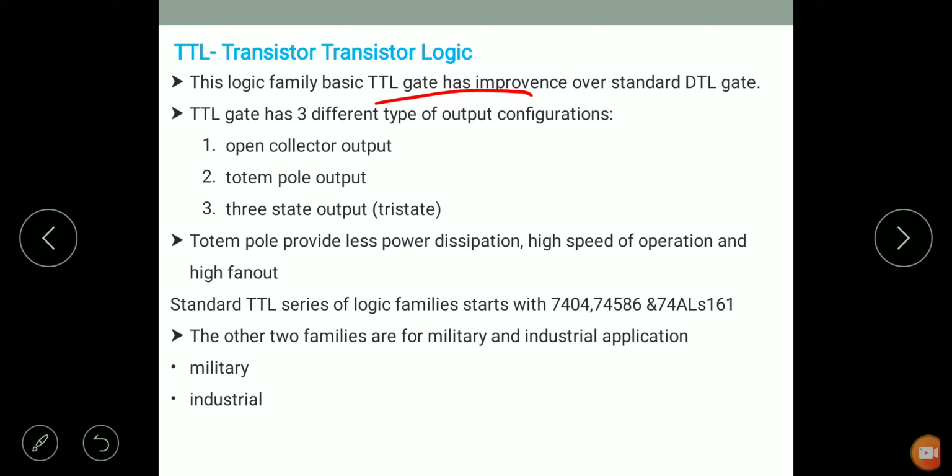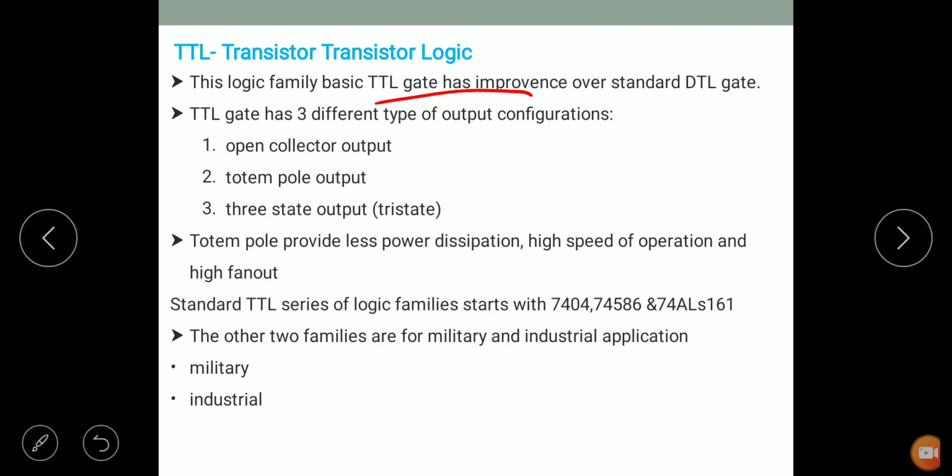Okay, then the standard TTL series of logic families starts with the 7404, 74S, 74LS and 74ALS. The other two families are for military and industrial applications.